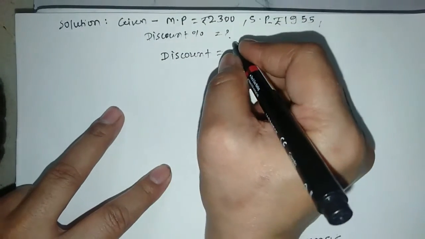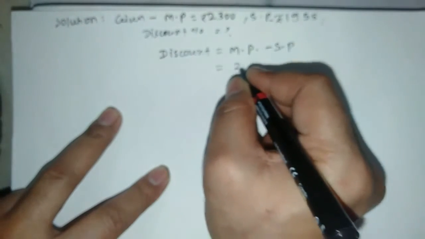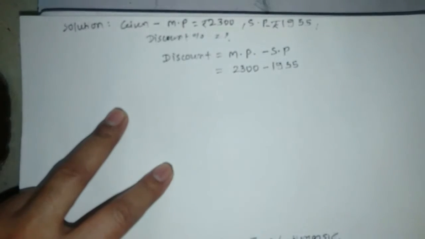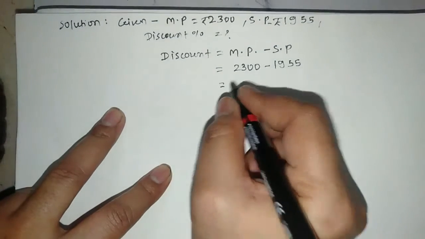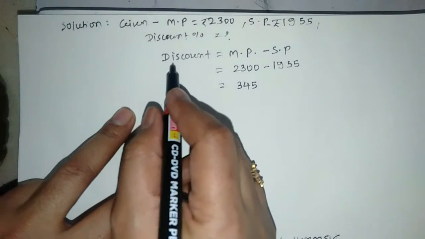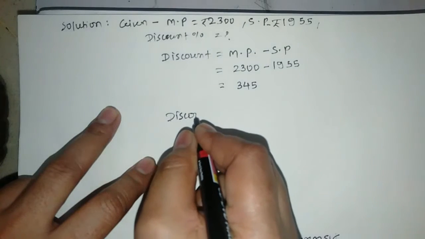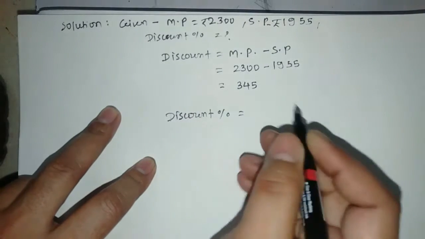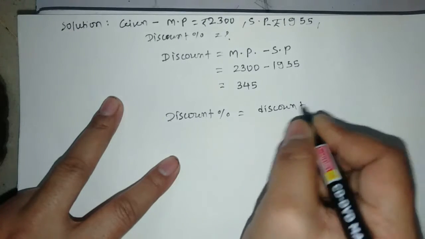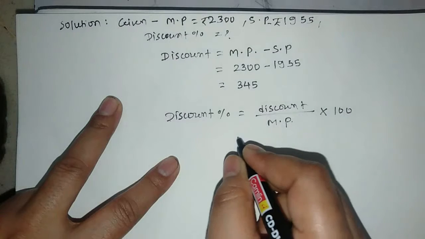Discount is equal to mark price minus selling price. So put the values: 2300 minus 1955. So it is 345. So once we know the discount, then it is easy to calculate the discount percent. So discount percent is equal to discount upon mark price multiply by 100.